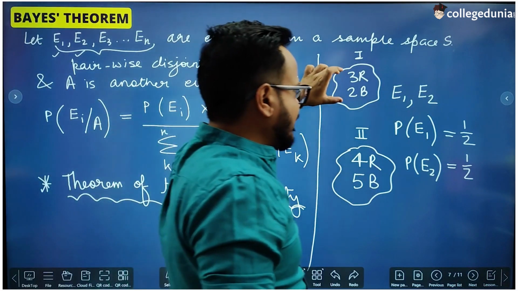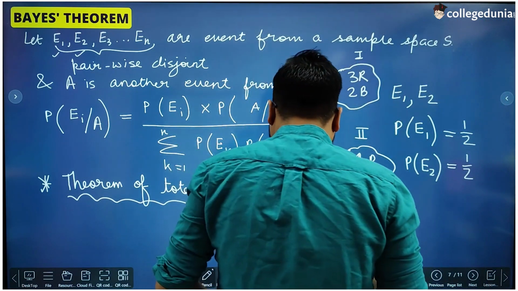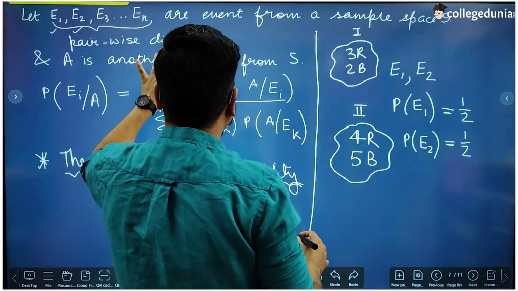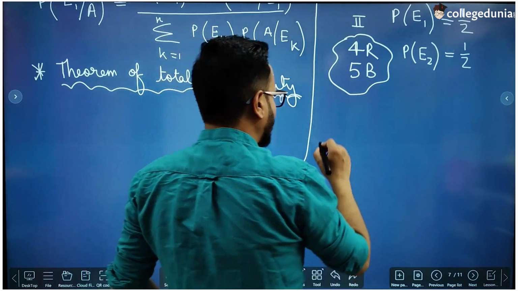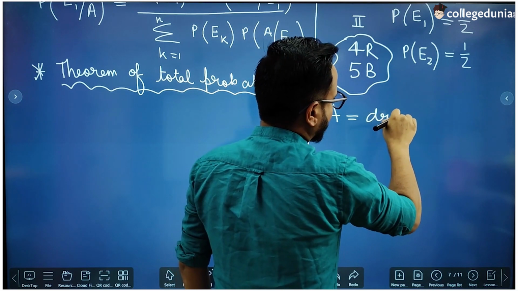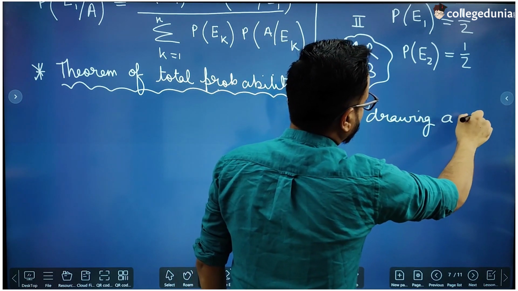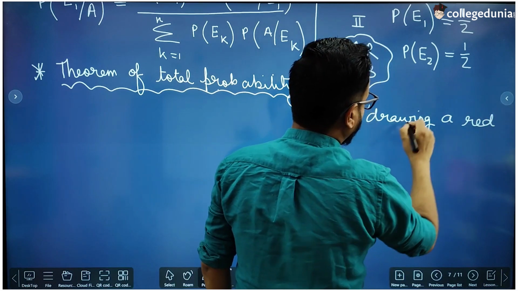Now when we have selected the bag 1, suppose A is the event which says that we are drawing a red ball. Suppose A is the event of drawing a red ball.